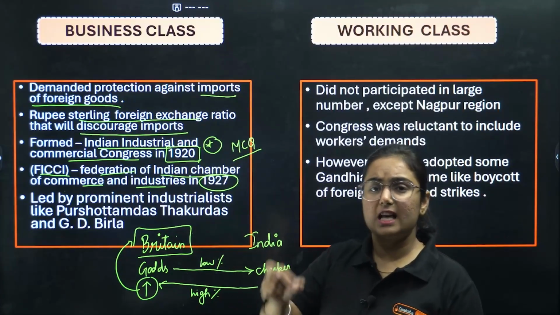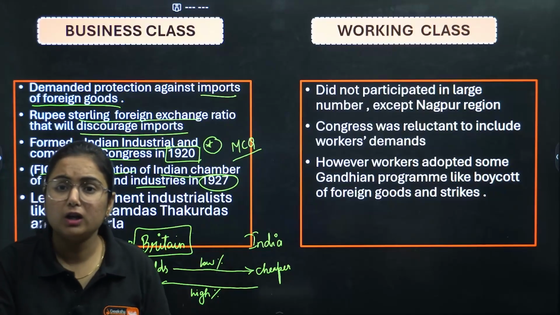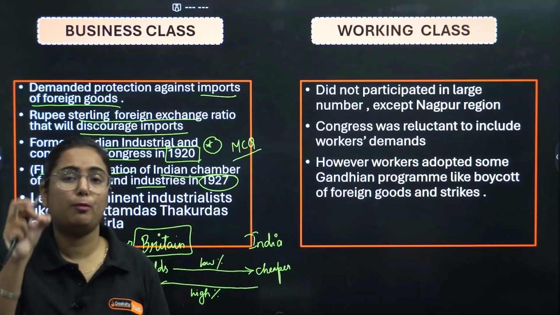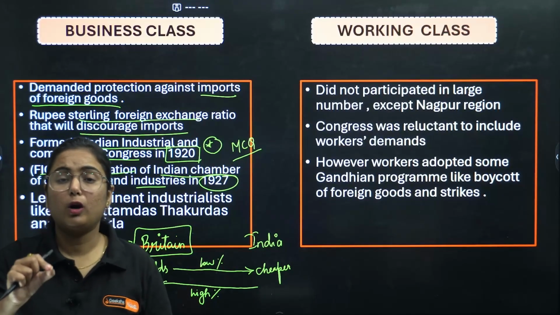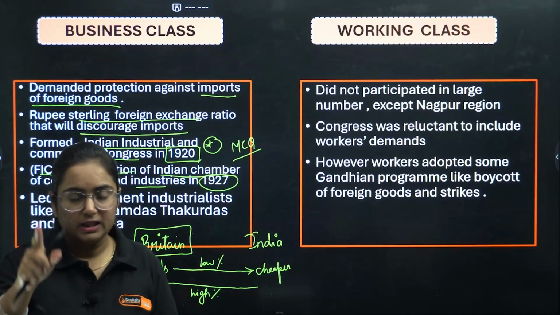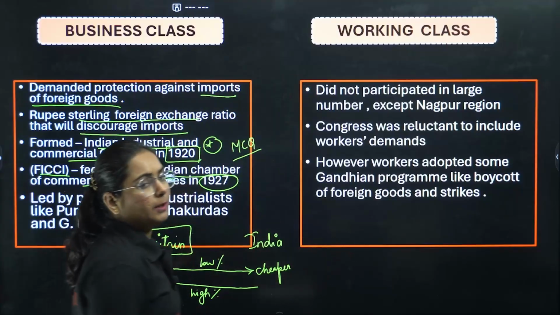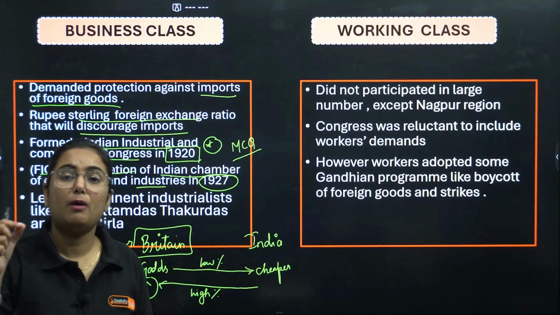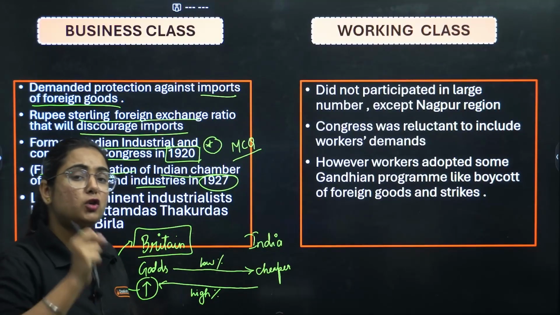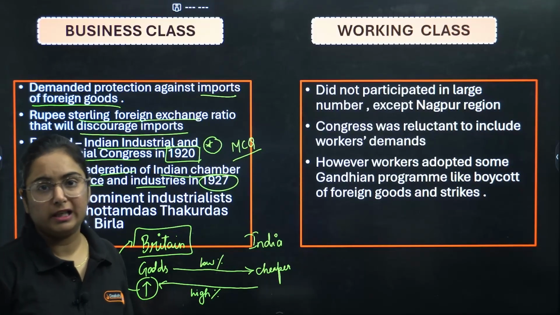Yes, the business class was supporting the Civil Disobedience Movement because they wanted protection against the import of British goods and they wanted the increase of Indian goods in the foreign market as well. This was the major one. Now, cut to moving to the working class of people, right? Now, the people who are working in these industries, let us talk about their grievances, their stand on CDM, okay?